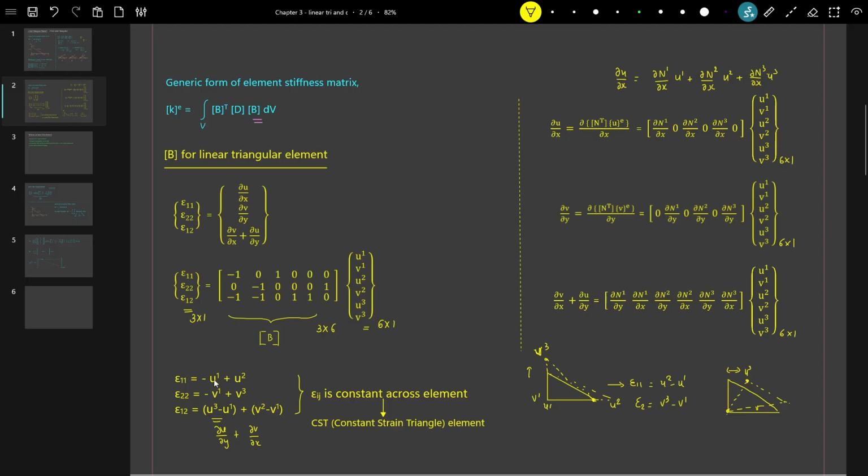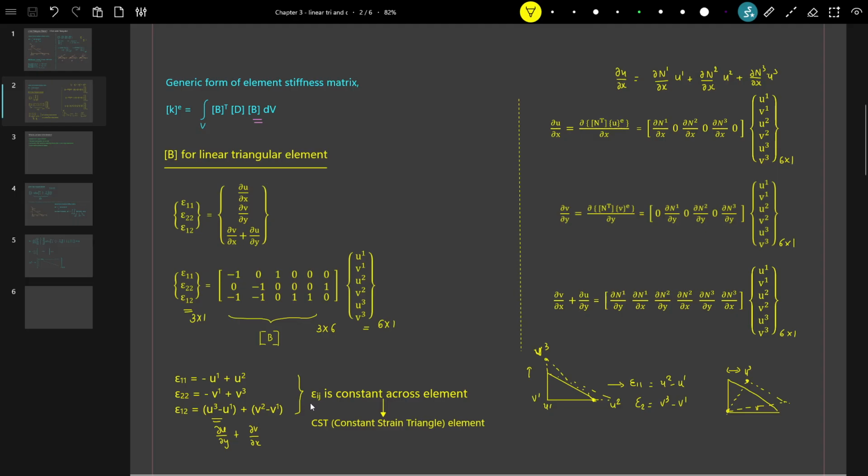Now from this we can observe that the strain components, two normal strains and one shear strain component, are constant across the element. Because once we get the unknown displacements after solving the FEA equations, we can estimate the strains, right? But if we see here, the strain components are just a function of u1, u2, u3, v1, v2, v3. They are not functions of x, y.